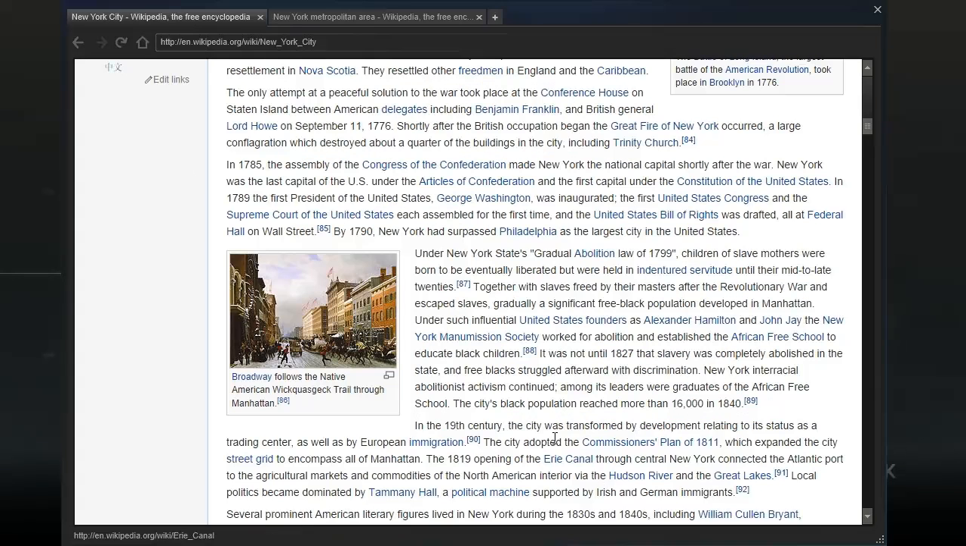In 1785, the Assembly of the Congress of the Confederation made New York the national capital shortly after the war. New York was the last capital of the U.S. under the Articles of Confederation and the first capital under the Constitution of the United States. In 1789, the first President of the United States, George Washington, was inaugurated. The first United States Congress and the Supreme Court of the United States assembled for the first time, and the United States Bill of Rights was drafted, all at Federal Hall on Wall Street. By 1790, New York had surpassed Philadelphia as the largest city in the United States.